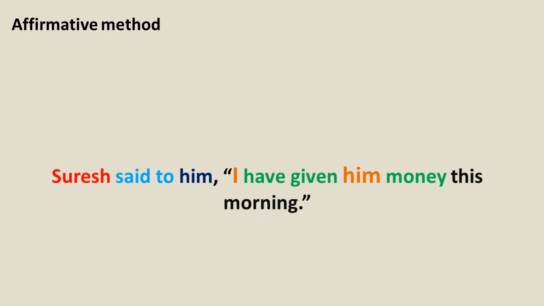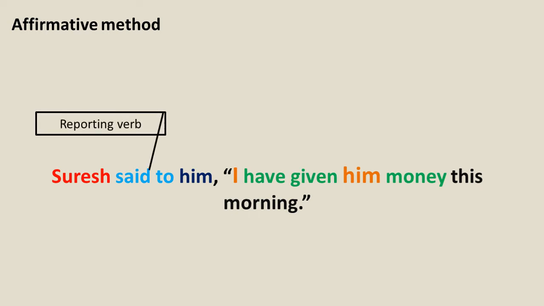Among them, the affirmative method is the first one. Here you have been given an example sentence: Suresh said to him, "I have given him money this morning." And one more thing you have to remember: there are 4 steps while changing direct into indirect. Let us see those 4 steps again.